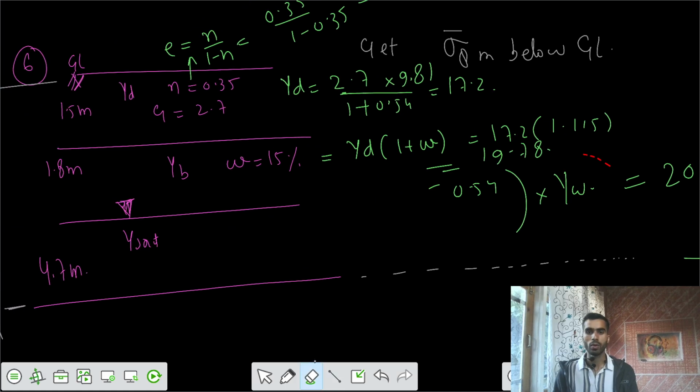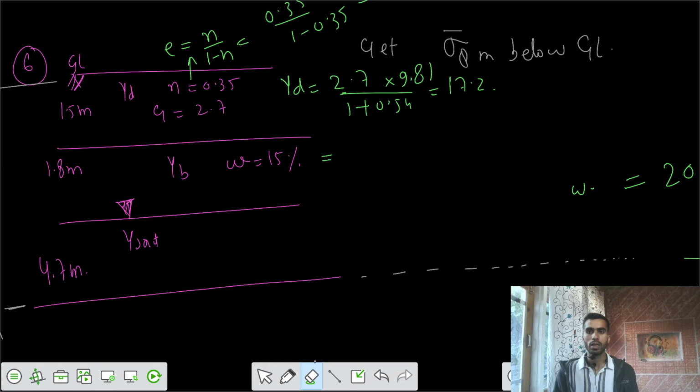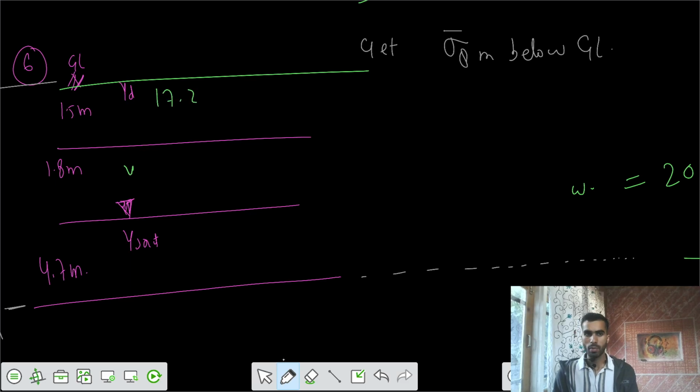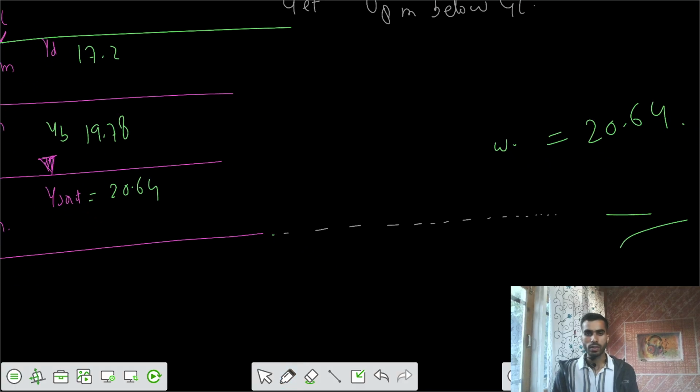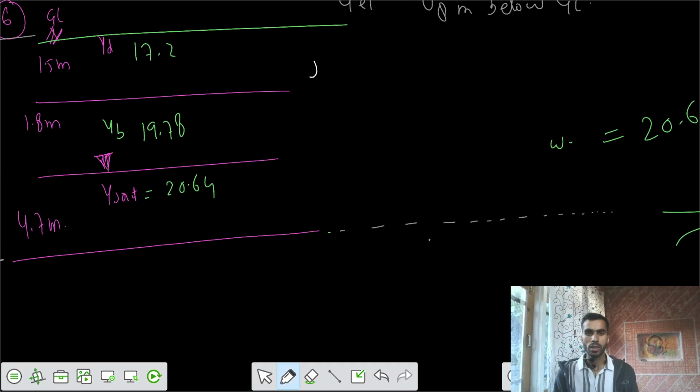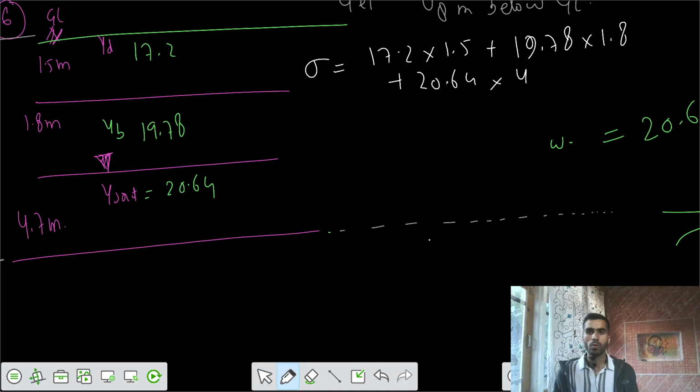So let's remove all that stuff now. We know how to calculate gamma, so let's use only those values. We have gamma dry of 17.2, gamma bulk of 19.78, gamma sat of 20.64, and we need to calculate the total stress at this location, 8 meters. Can we calculate total stress at this location? Sigma equals 17.2 into 1.5 plus 19.78 into 1.8 plus 20.64 into 4.7.